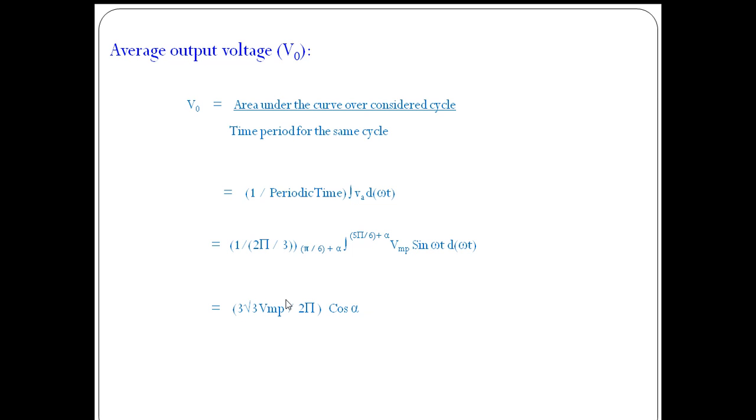And the expression for output voltage will be given as 1 by 2 pi by 3, conduction from 5 pi by 6 plus alpha to 5 pi by 6 plus alpha, Vm sin omega t. So we will get 3 root 3 Vm by 2 pi cos alpha.